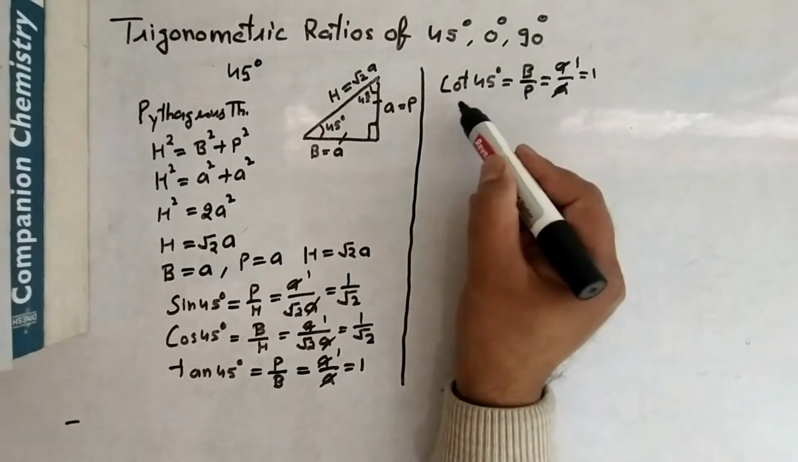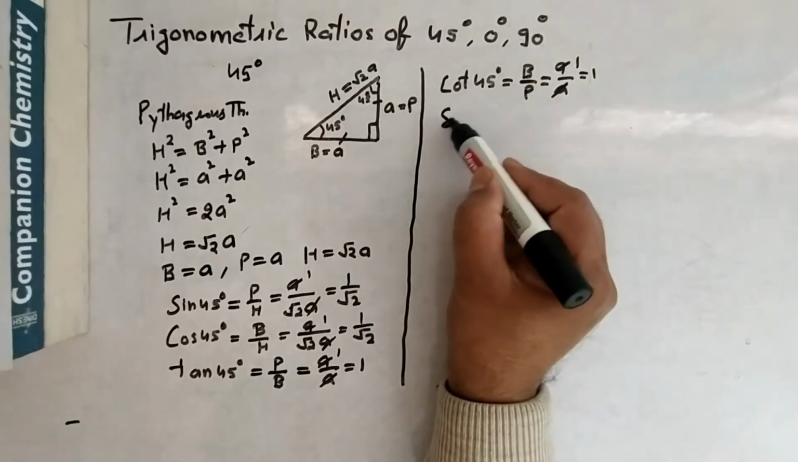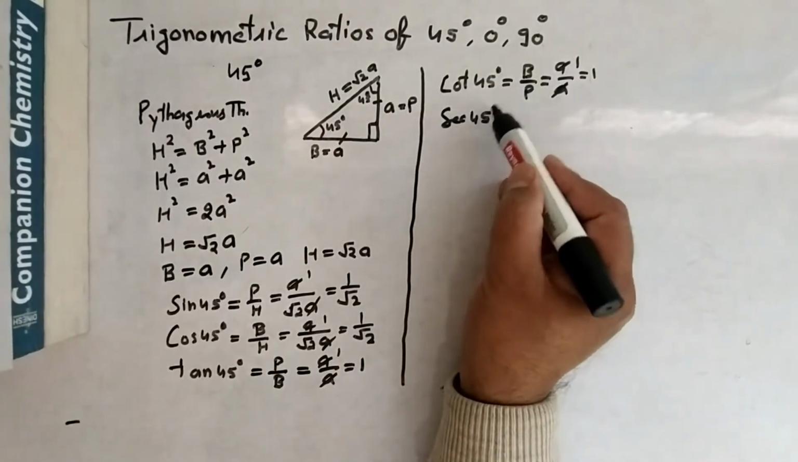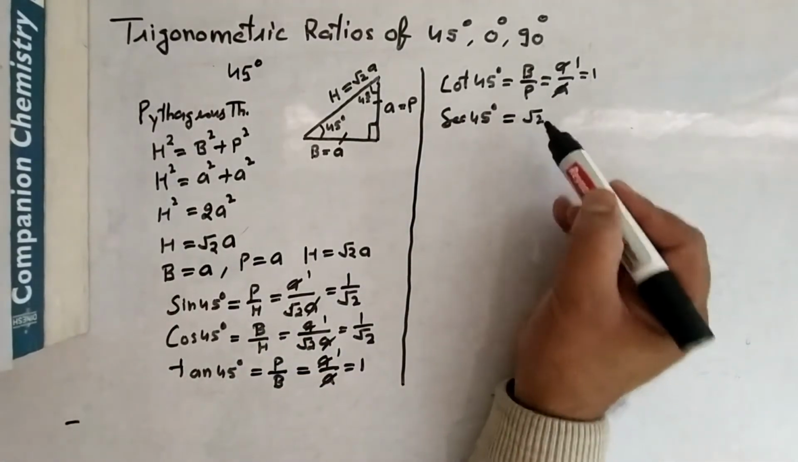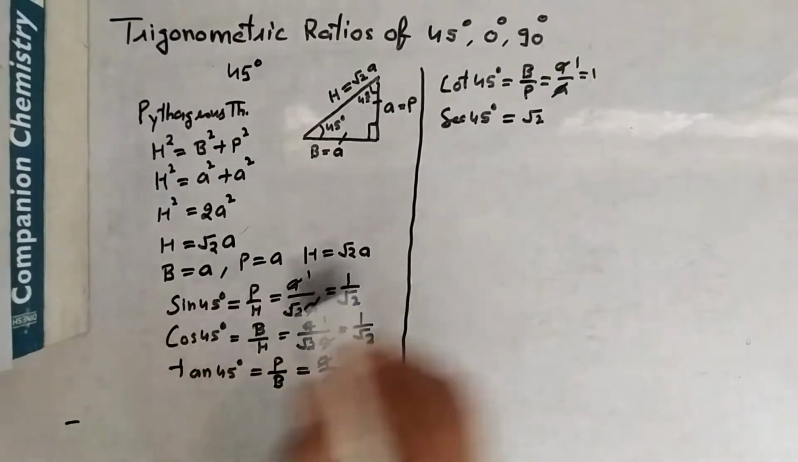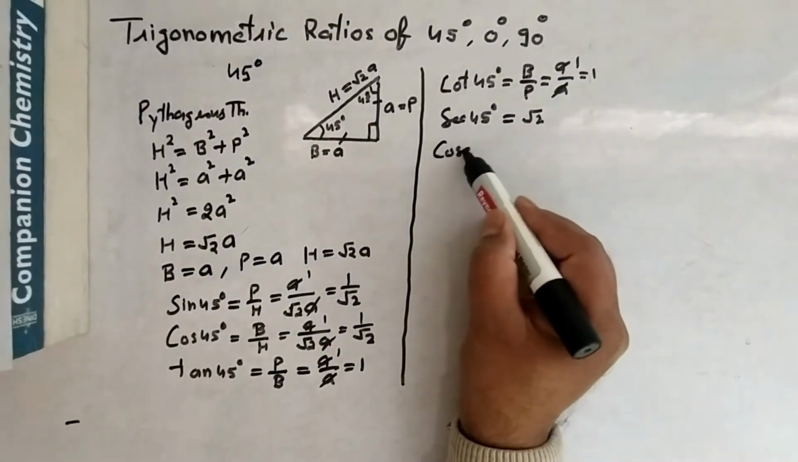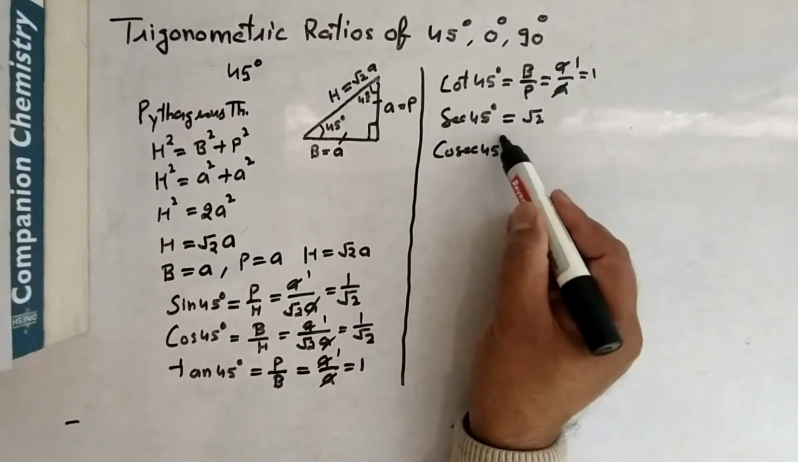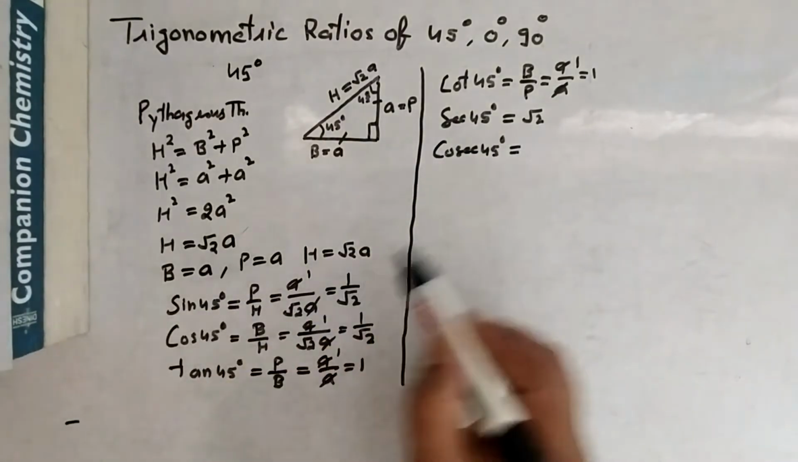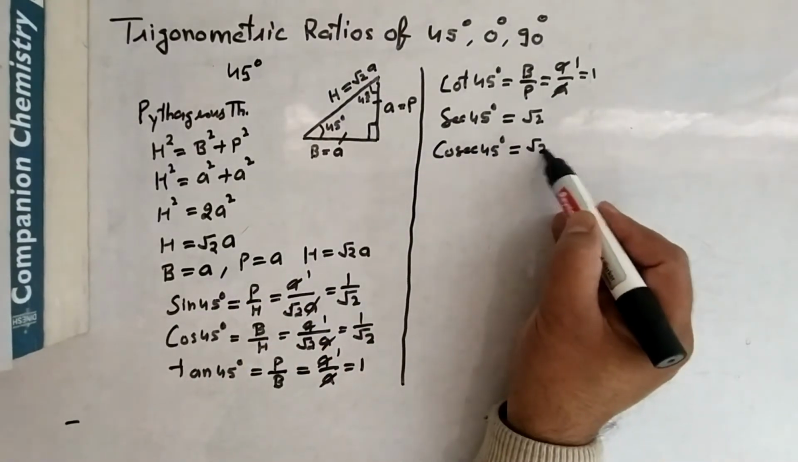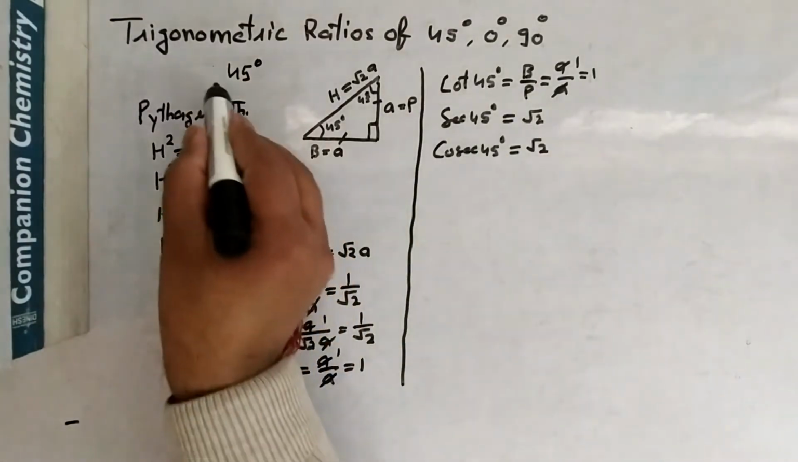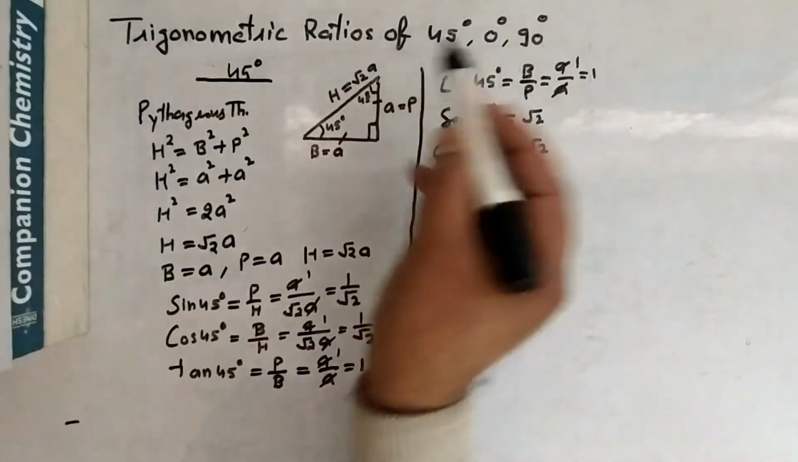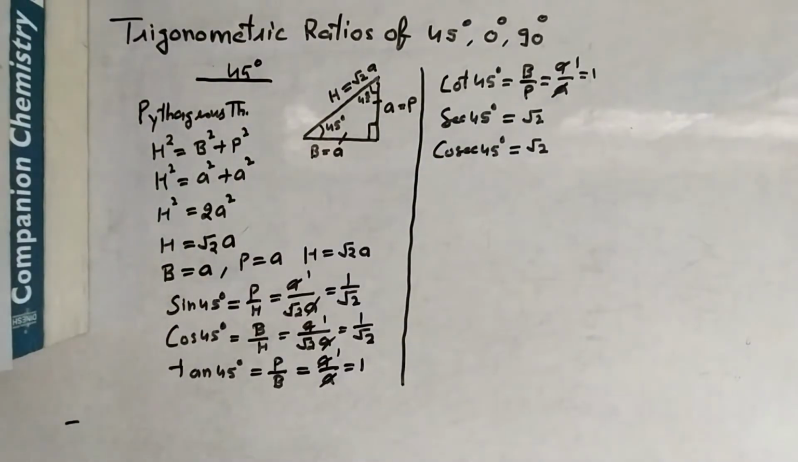Similarly, secant 45 is the reciprocal of cos, that is root 2. Cosecant 45 again comes out to be the reciprocal of sine, that is root 2. So in this way we can find the values of the standard trigonometric ratios of the standard angle 45 degrees.